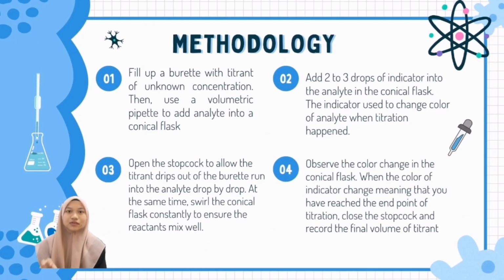Methodology. First, you need to add the titrant into the burette. Then, use a volumetric pipette to add analyte into the conical flask. After that, add 2 to 3 drops of indicator into the conical flask. Next, open the stopcock of the burette to allow the titrant out of the burette drop by drop. At the same time, swirl the conical flask to make sure the reactants mix well. Lastly, observe the color change of the indicator. If there is any color change in the conical flask, that means you have reached the end point. So, you need to record the final volume of titrant.